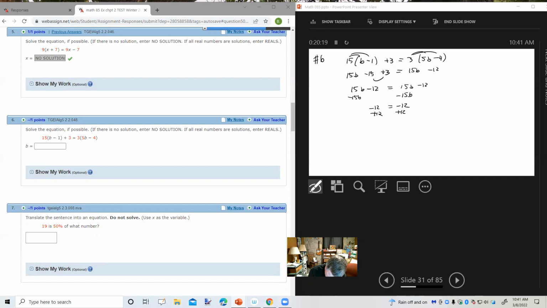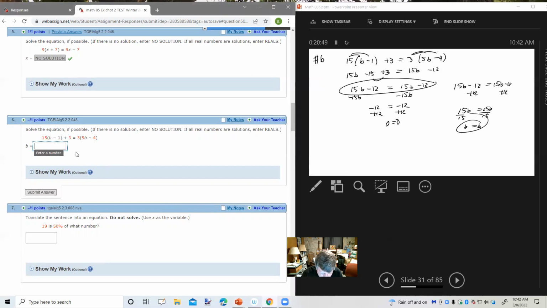In fact, I could break it all the way down to 0 equals 0, which means that all real numbers are solutions. Let's take this statement right there. Suppose I decided to add 12 to both sides. I'd have 15b equals 15b, and then if I divided by 15, I'd have b equals b. Well, if you can get to there, you can put any real number in for b on the left and on the right, and it would be true. So this is going to be reals.